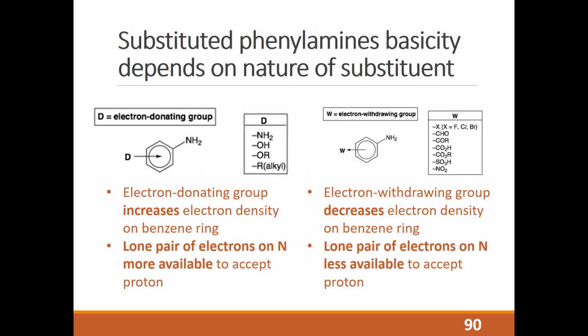The basicity of substituted phenylamines also depends on the nature of the substituent. If I have an electron donating group attached to the phenylamine, this will increase the electron density in the benzene ring and therefore increase the availability of the lone pair on the nitrogen atom. On the other hand, if I have electron withdrawing groups attached to the phenylamine, this would decrease the electron density on the benzene ring and therefore make the lone pair on the nitrogen atom less available to accept a proton.